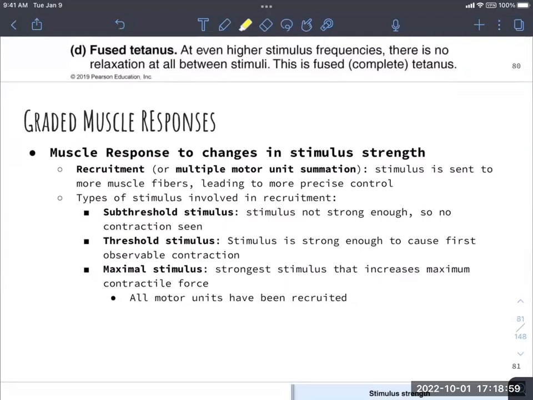So this is what I've been talking about with recruitment. As you keep doing something, more stimuli are sent, and more muscle fibers are going to be recruited to help you do something. That is technically called recruitment.